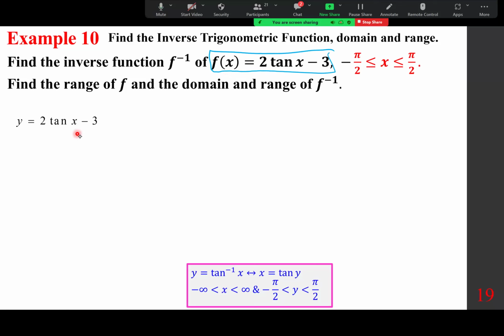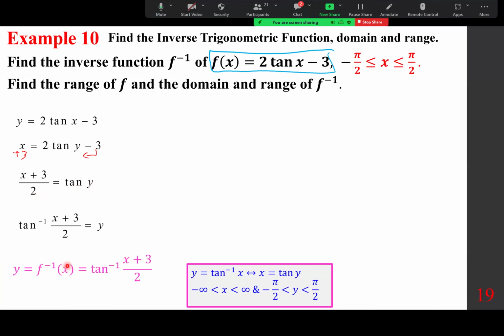We interchange x and y, and we want to solve for y, so we're going to move -3 becomes +3, so we have x plus 3, and we're going to divide by 2. And now, by definition of inverse tangent, y is tan inverse of the left side, x plus 3 over 2. And we give it the name f inverse. So we're done finding the inverse.